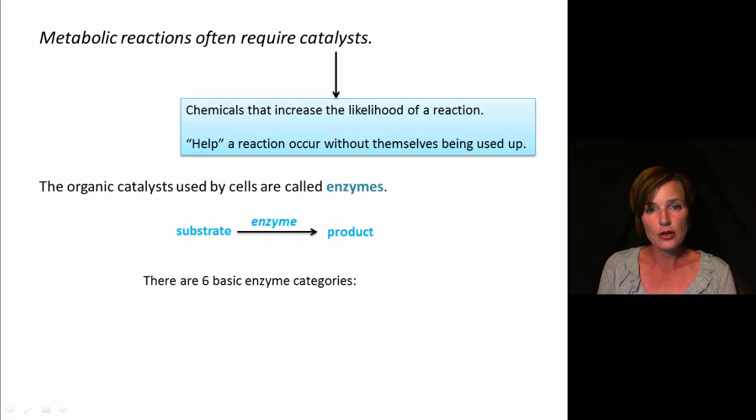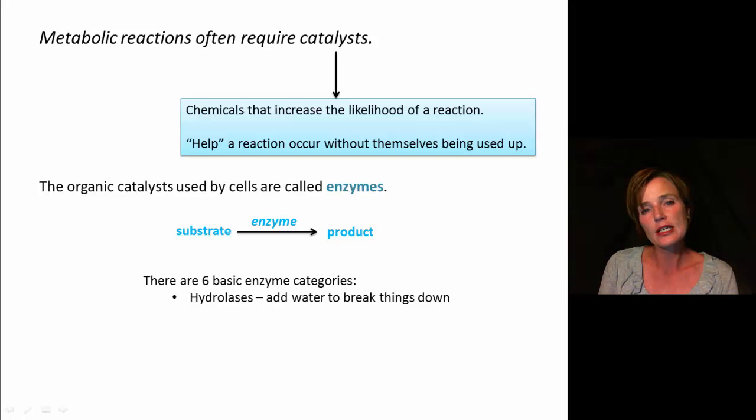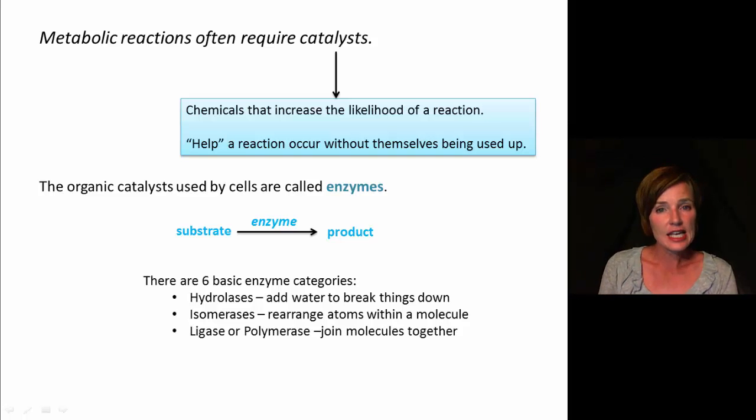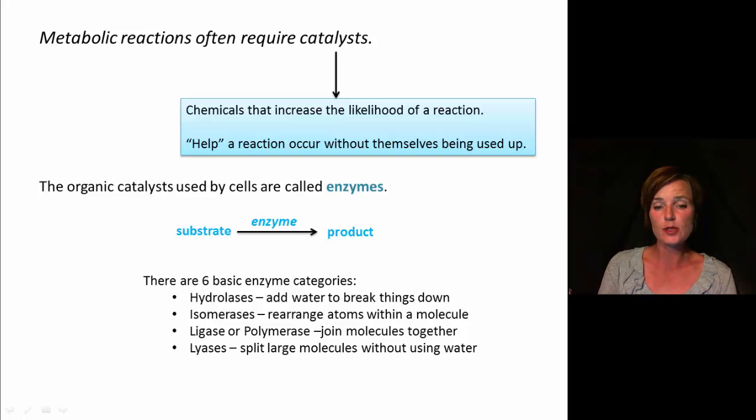There are 6 basic enzyme categories, and here they are. The first one is a hydrolase. Hydrolases are going to add water to molecules, which will ultimately result in their breakdown. So they would be breaking substances up. Isomerases are going to rearrange atoms within a molecule. When they rearrange those atoms, we call the rearranged molecules isomers, and so isomerase is essentially creating isomers. Ligases or polymerases are joining or connecting molecules together. Lyases are splitting large molecules, but the difference between this one and the first one, the hydrolases, is that the lyases themselves are not going to use water to make that happen.